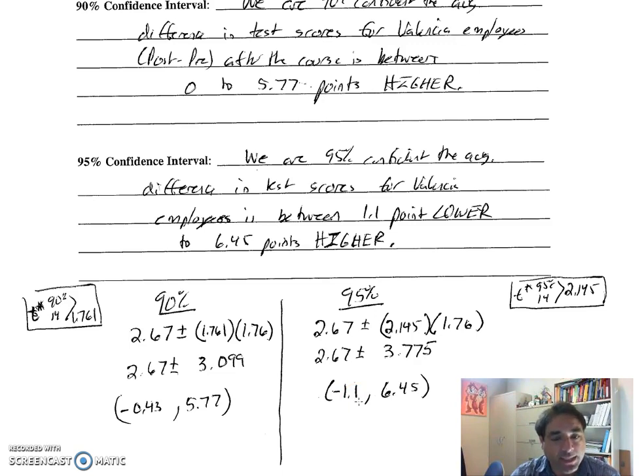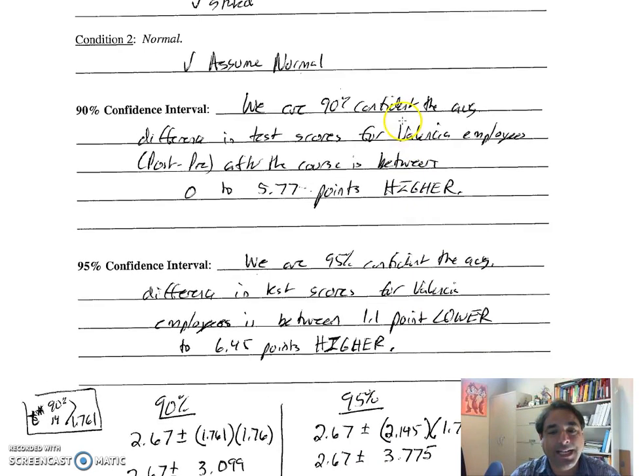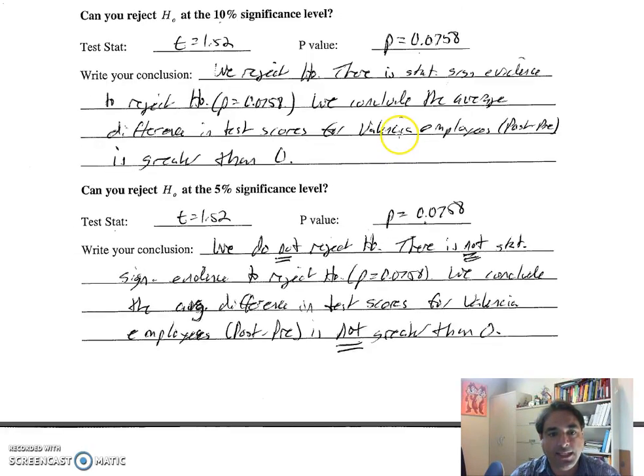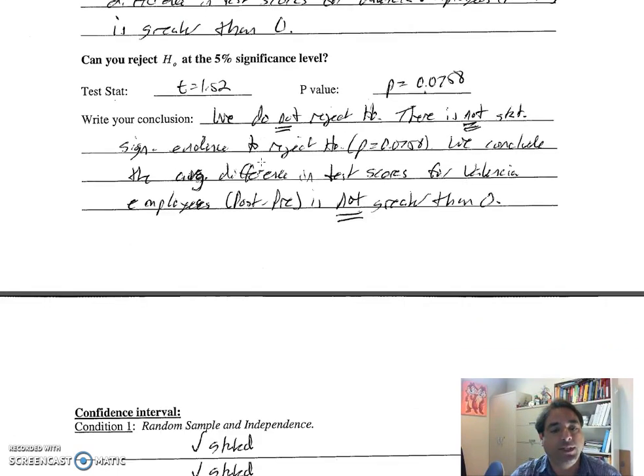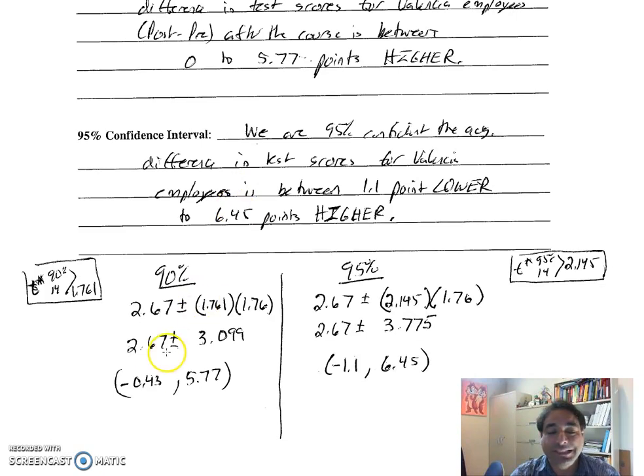Now, just to make sure we clarify, at 10%, we said it's greater than 0. Well, if it's greater than 0, it should be two positives. And when we did the interval, we did not get two positives. We got a negative and a positive. But let me explain why. This is on the edge. How much of it is actually negative? Not even a point. Not even half a point. So sometimes it falls on the edge, but we still say it's greater than 0.